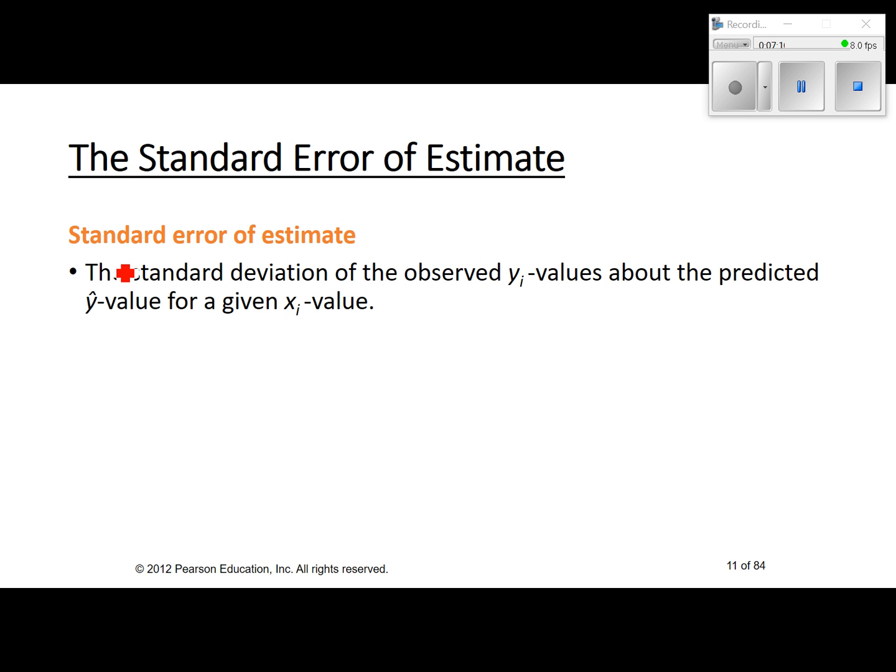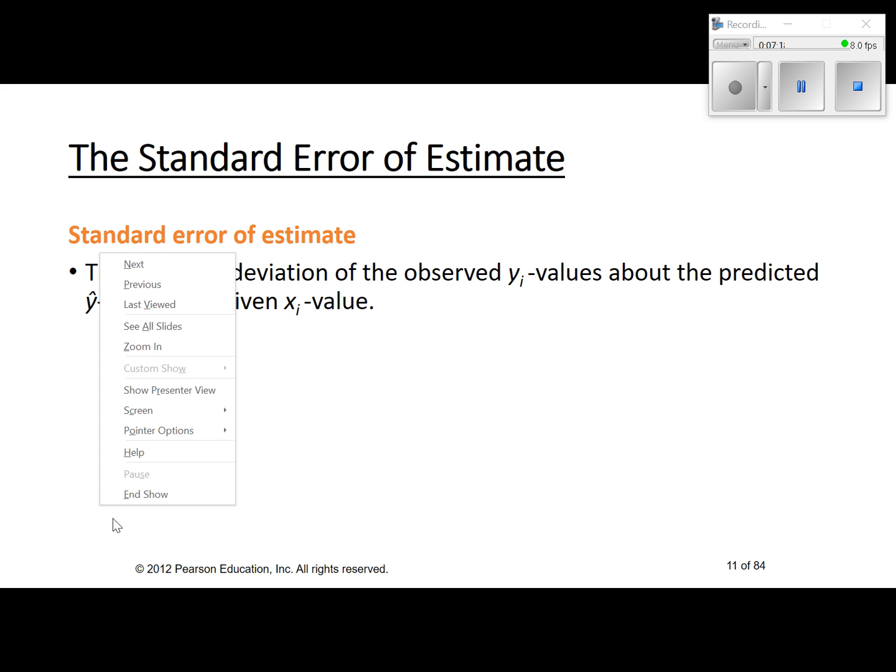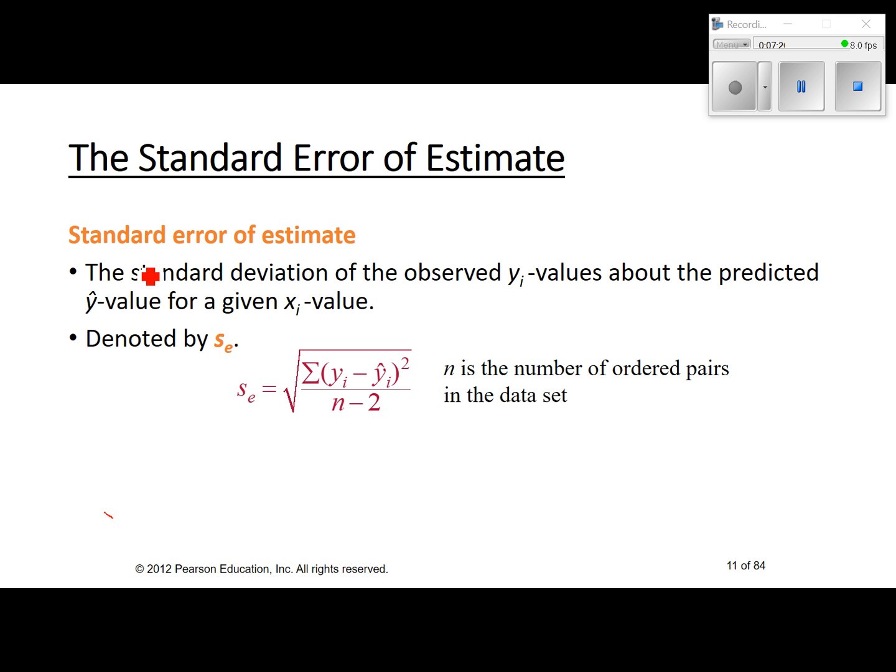Standard error of estimate, we talked about this last time. That was your assignment 6, was to tell me what SE stood for. Standard error of estimate. This is one equation that we can use for it, and we're going to do an example using this equation, then I'm also going to do an example using the other equation.